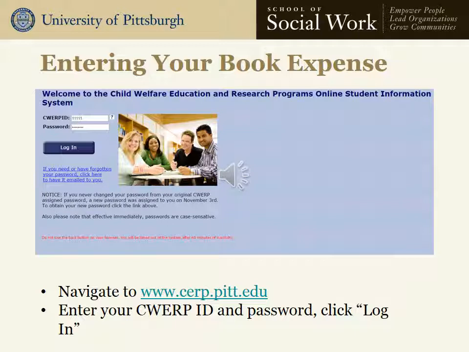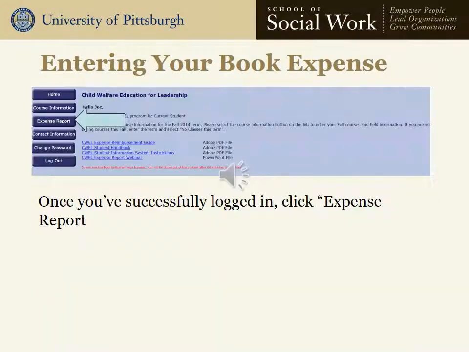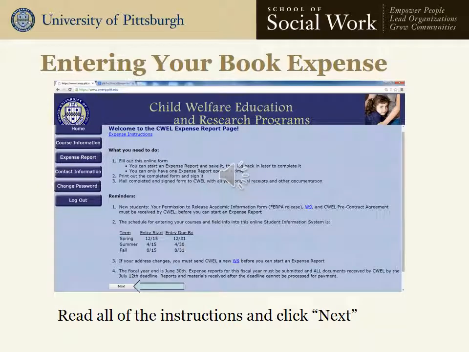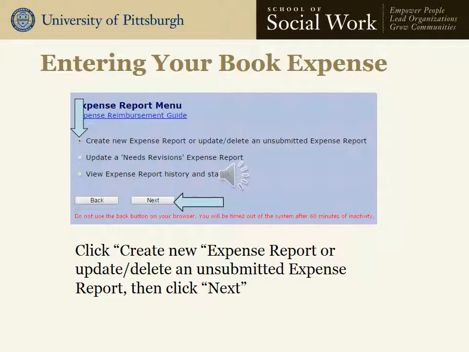Once you've reached the CWEB website, enter your CWEB ID and your password, then click Login. Once you've logged in, click Expense Report on the left side of your screen, highlighted with the blue arrow. Carefully read all of the instructions on the screen and click Next at the bottom of the screen. Click Create New Expense Report or Update/Delete an Unsubmitted Expense Report, then click Next.